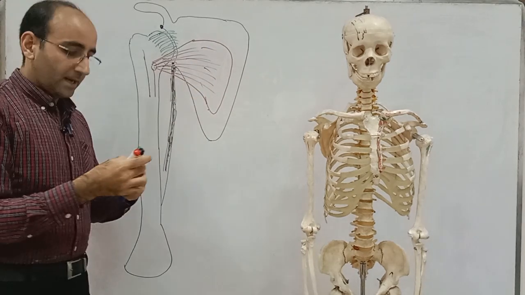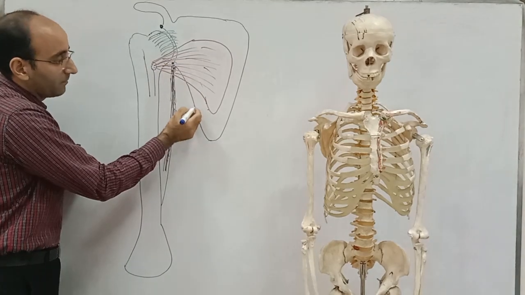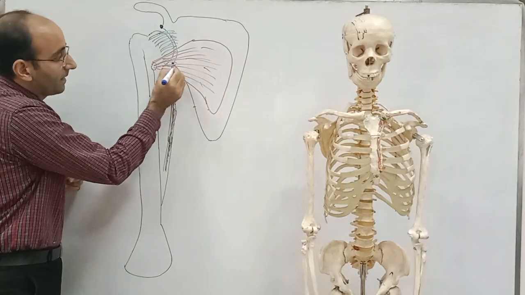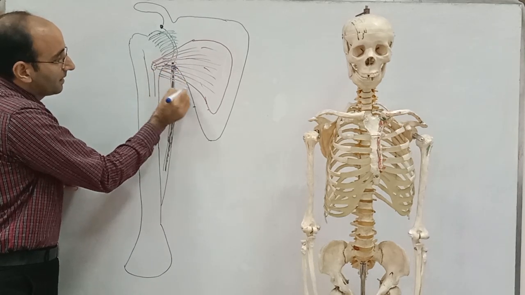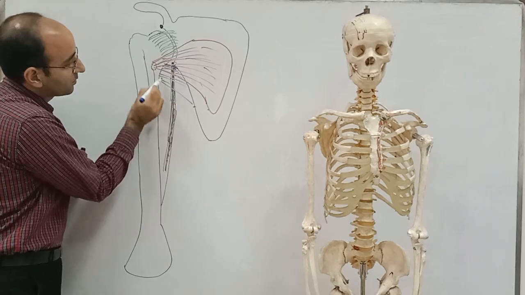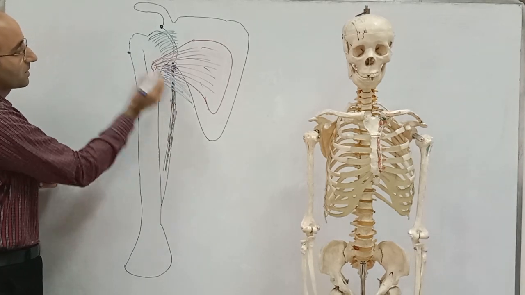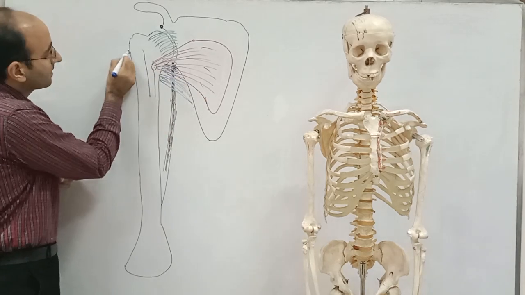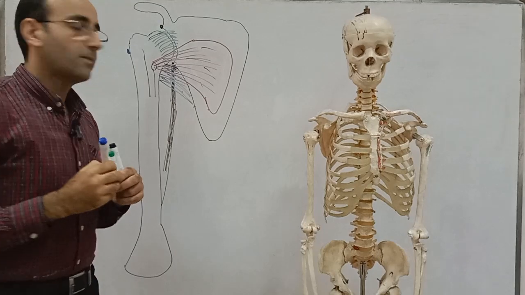Then comes the teres minor. The teres minor is attached to the upper two-third of the lateral border of scapula, and it passes behind the humerus and gets attached to the lowest impression on the greater tubercle of humerus. So it passes behind the humerus and comes and gets its attachment on the lowest impression on the greater tubercle of humerus.